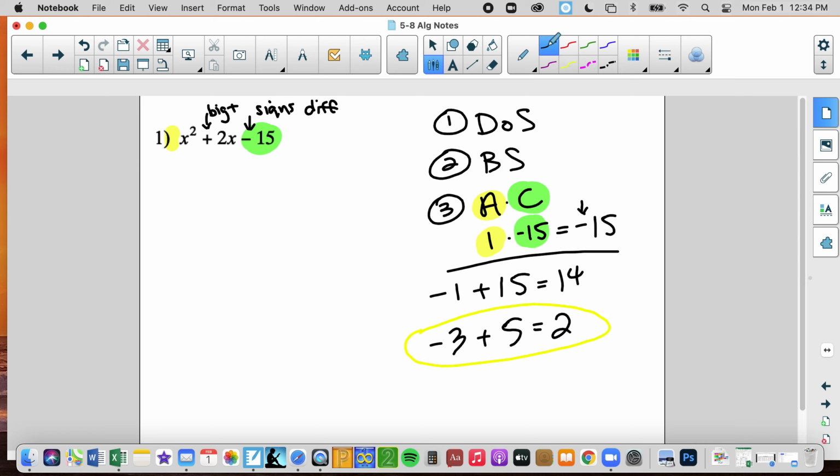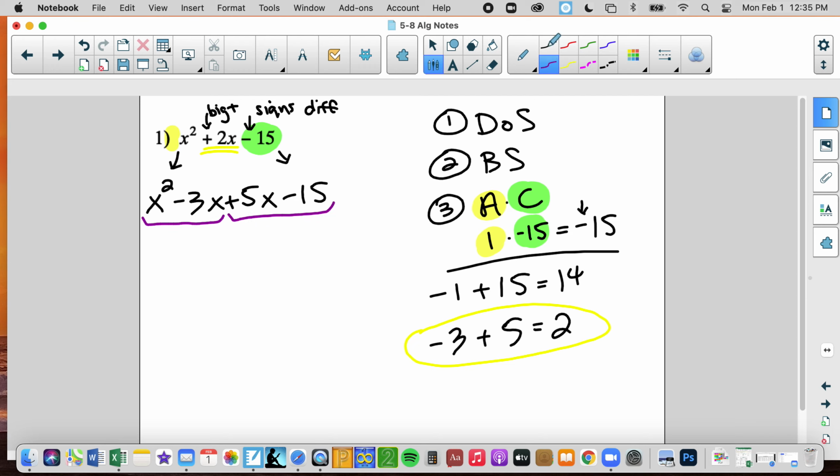So I'm going to rewrite this. I'm going to pull down my x squared. That comes down. I'm going to rewrite my middle term with my two values, my factor pairs. And then I'm going to pull down my last. So I'm just rewriting this with a new middle. I'm just breaking the middle. Now we factor by grouping.